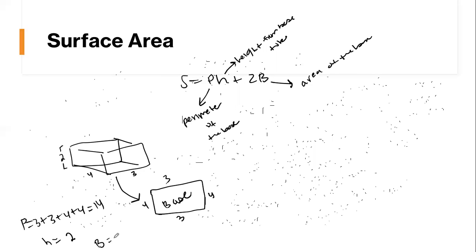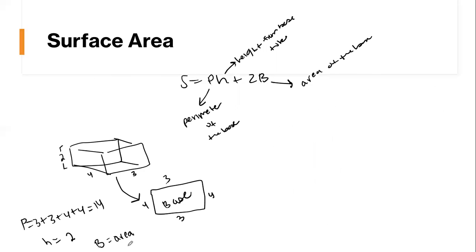And capital B is the area of the base. Well, my base is a rectangle. So to find the area, length times width. 3 times 4.